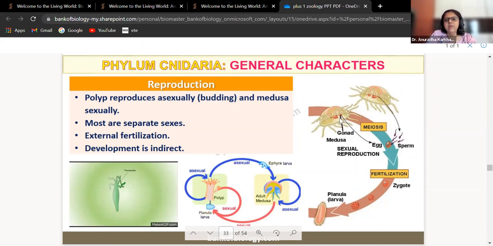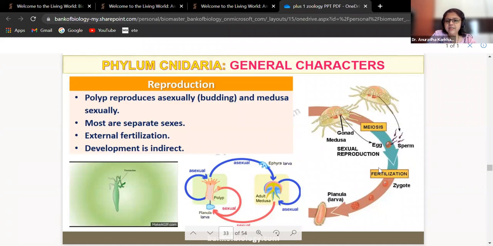Look at this, here you can see the gonads. Here also you can see the gonads. So these are the male gonads which will form the sperm. These are the female gonads. Okay, the sperms as well as the eggs will be released in the water. So the fertilization is external.